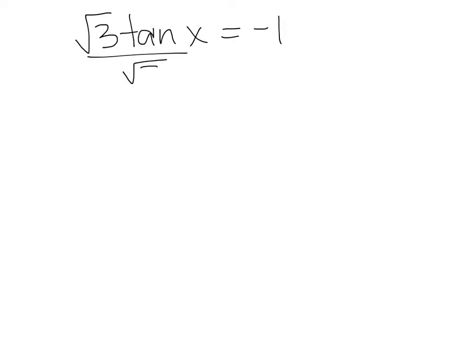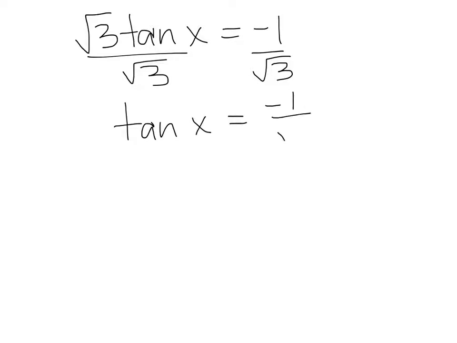Moving on to problem 2, we have the square root of 3 times the tangent of x is equal to -1. Again, we must isolate the tangent of x to solve this trig equation. Divide both sides by the root of 3 to isolate the tangent of x. We have the tangent of x is equal to -1 over root 3. At this point, we can go to our reference triangle.